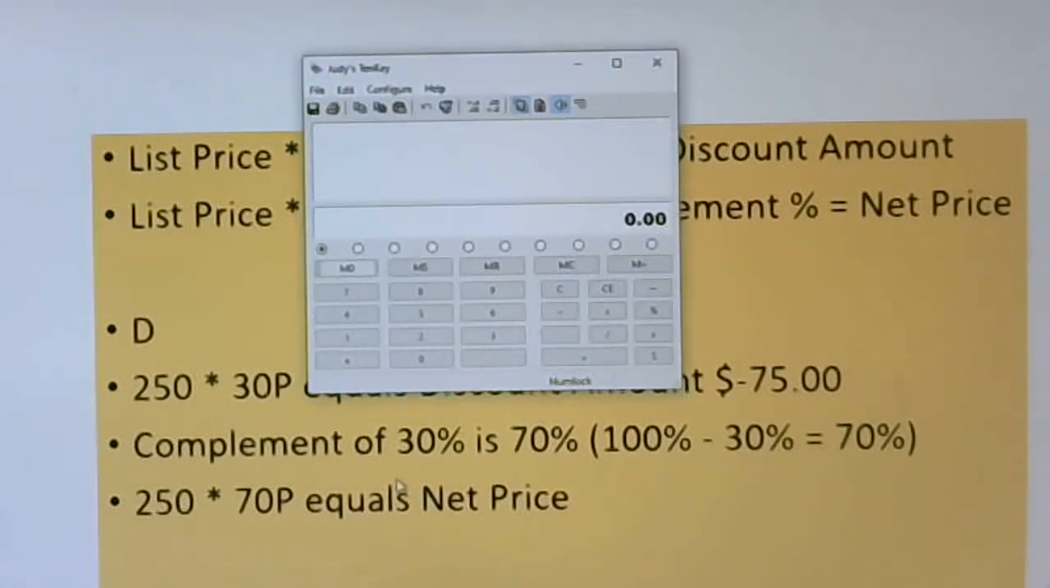Okay, so $250, whoops, $250 times the complement, 70p, is the net price. That's what I'm going to pay, $175.